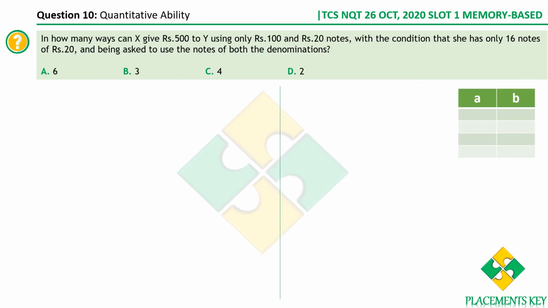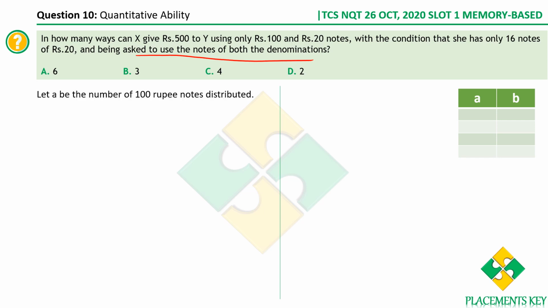In how many ways can X give rupees 500 to Y using only 100 rupee notes and 20 rupee notes? He has 16 20 rupee notes, and now we'll have to use the notes of both the denominations. See, he's told that there are only 16 notes of rupees 20. It doesn't mean that he's distributing all the 16 notes.